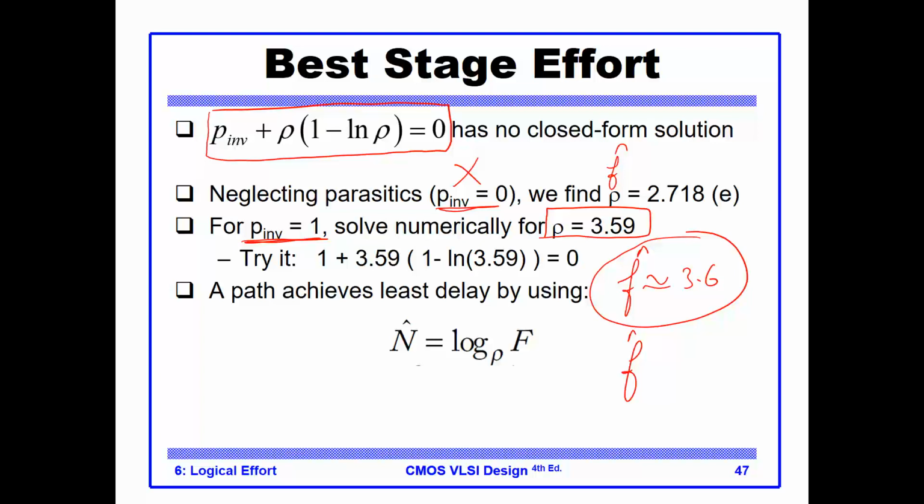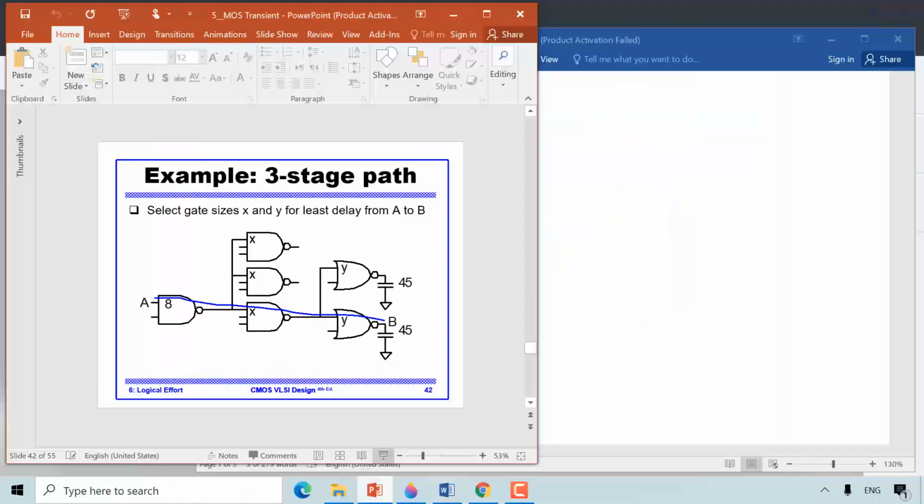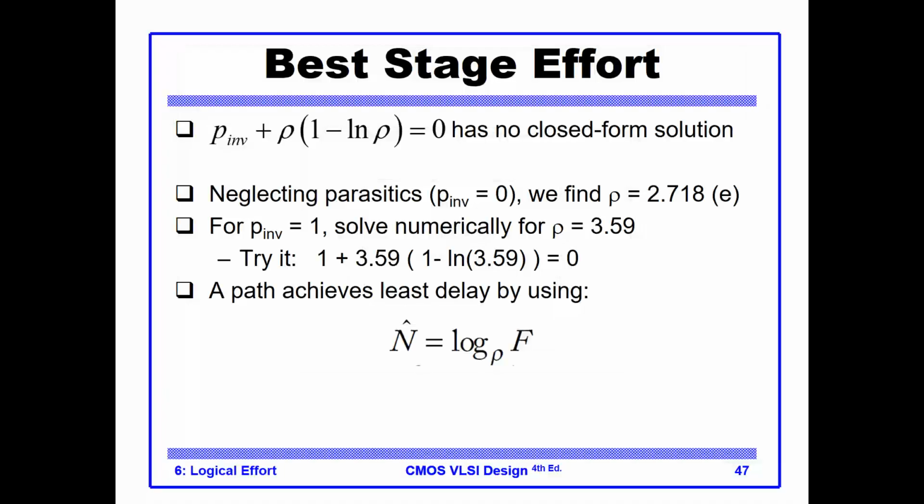I'm sorry, let's go back to this one here. Okay, so that's why people like to always use f hat close to 4.